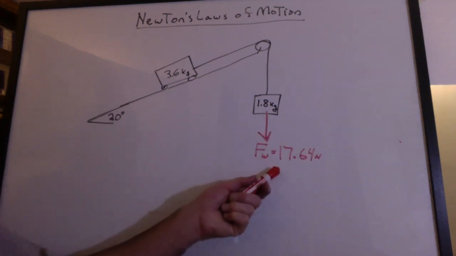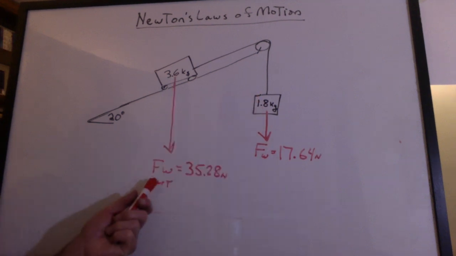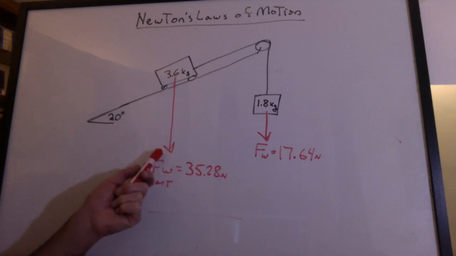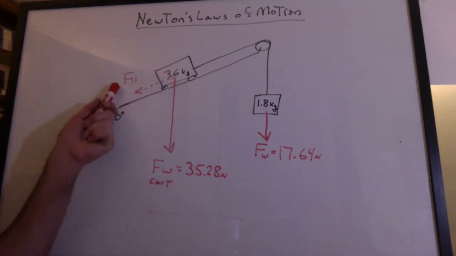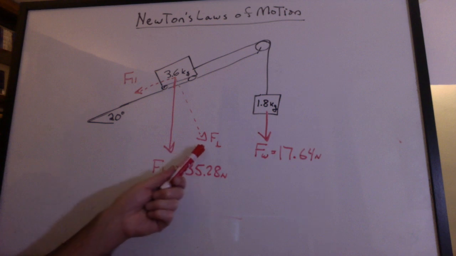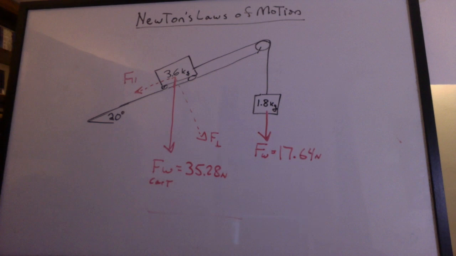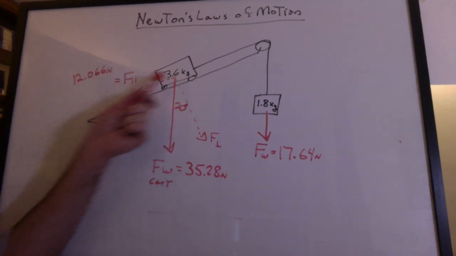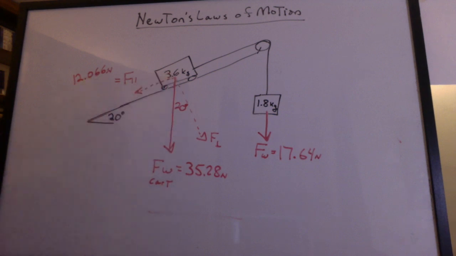We have a force of 17.64 newtons from the weight of that object. The weight of the cart is 35.28 newtons. But that force is not going to make this cart go down the hill. It's the parallel component of that force. The perpendicular force holds the block to the ramp, but the ramp is going to push back with the normal force, and they'll cancel out. So I take the weight times sine of 20, and I get a parallel component of 12.066 newtons holding this thing backwards. So I start with F equals ma.